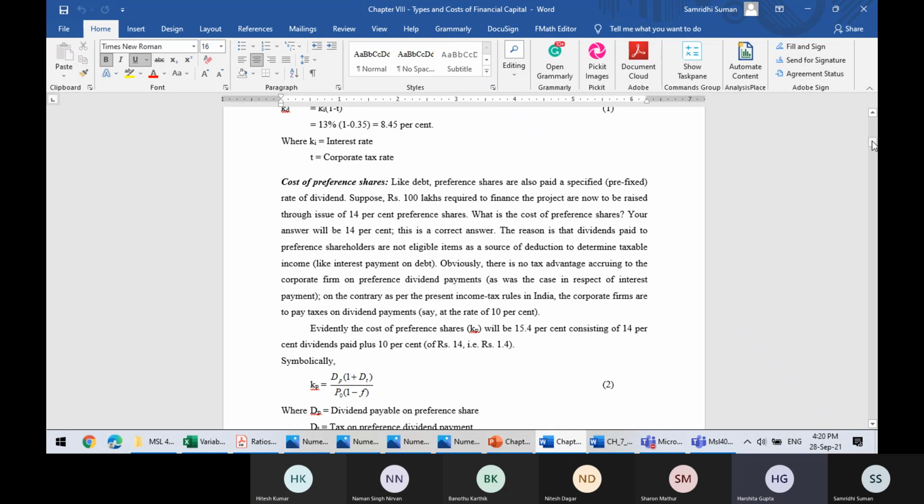The preference shareholders, in the event of liquidation, will get money before the equity shareholders. At the time of dividend distribution also, the profits are first distributed to the preference shareholders. Then when profits are left, they are distributed to the equity shareholders. The preference shareholders are given, I think, a somewhat higher interest rate as well.